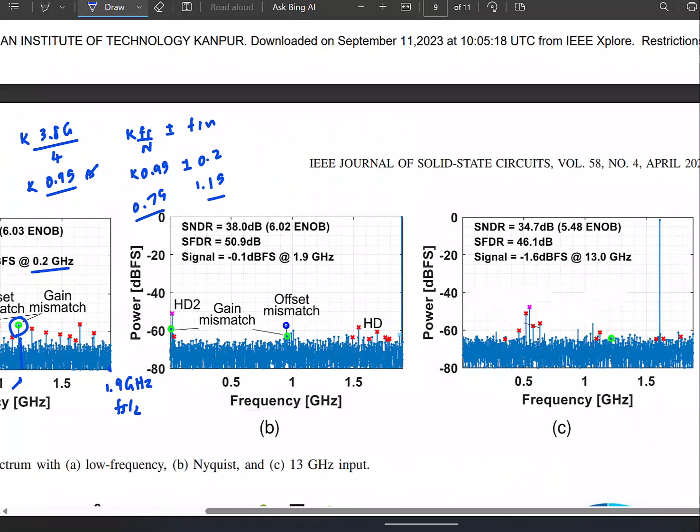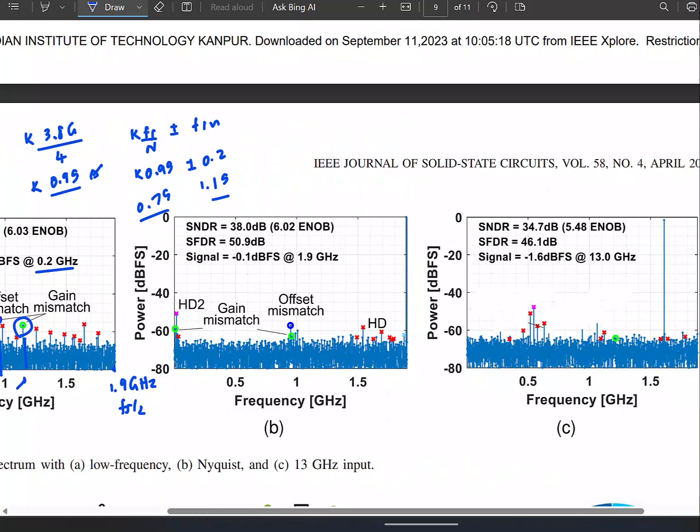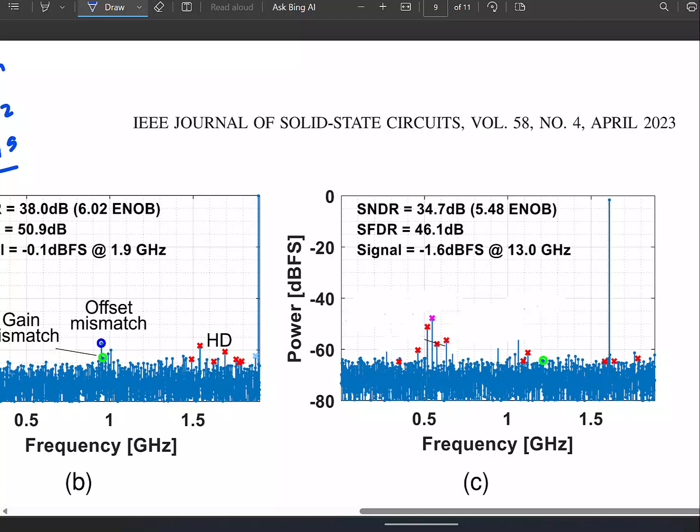So let's look at the last one also. That might require some more calculations. Here again we'll do the same thing. This is 1.9. Fs is 3.8 gigahertz, and input is 1.6 gigahertz. So first tell me where will the second harmonic be located? 3.2, but remember we are plotting from 0 to fs by 2. Where will this alias back to?